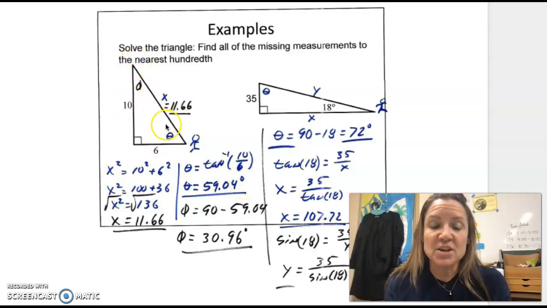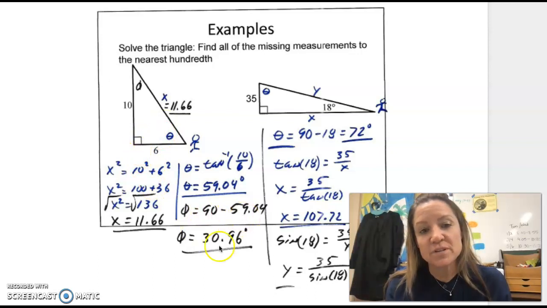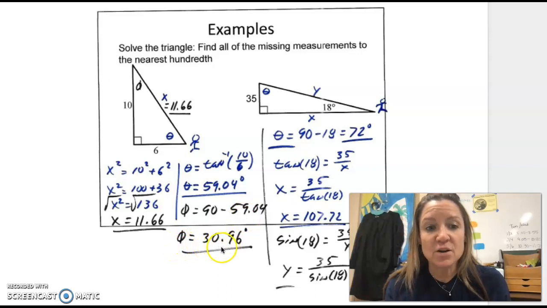All 3 angle measures should add up to 180. You know this one's 90, so that leaves you with 90. So 90 minus the 59.04, that means the other angle measure is 30.96, if you're rounding.